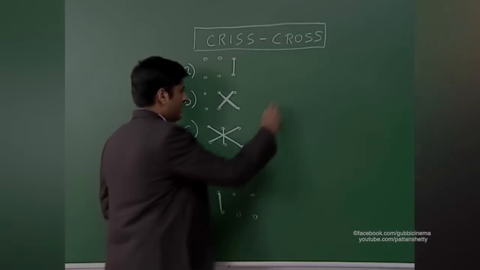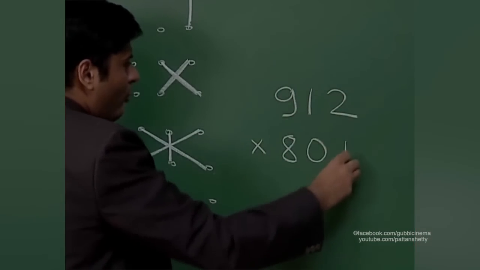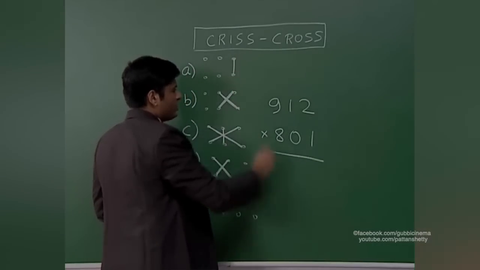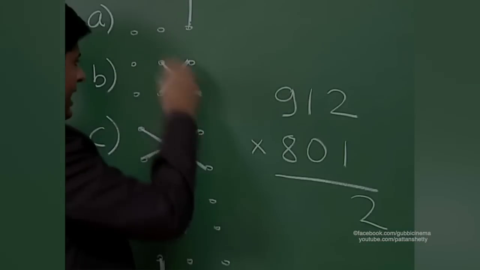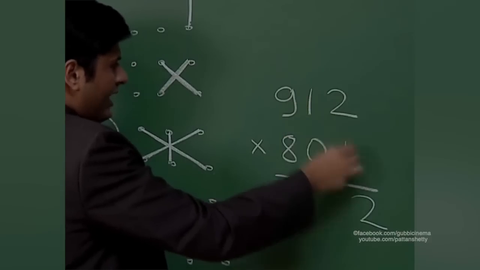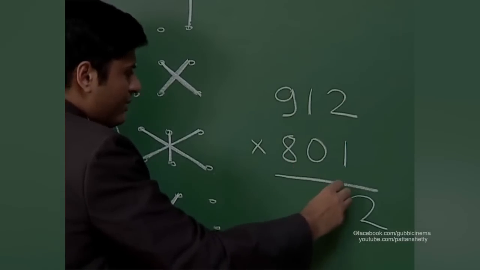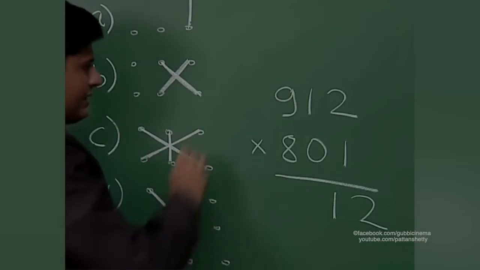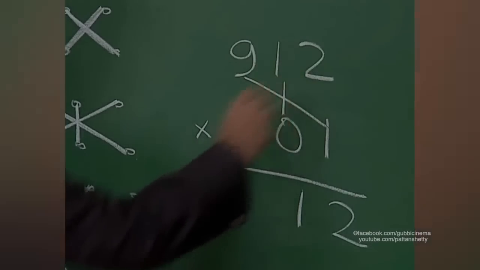Suppose I have to multiply, say, 912 by 801. First step says multiply these two numbers. So we have 2 times 1 is 2. Second step says like this and like this. So 1 times 1 is 1 plus 2 times 0 is 0. 1 plus 0 gives me 1. Step C says like this and like this. So 9 times 1 is 9. 0, 1 times 0 is 0.